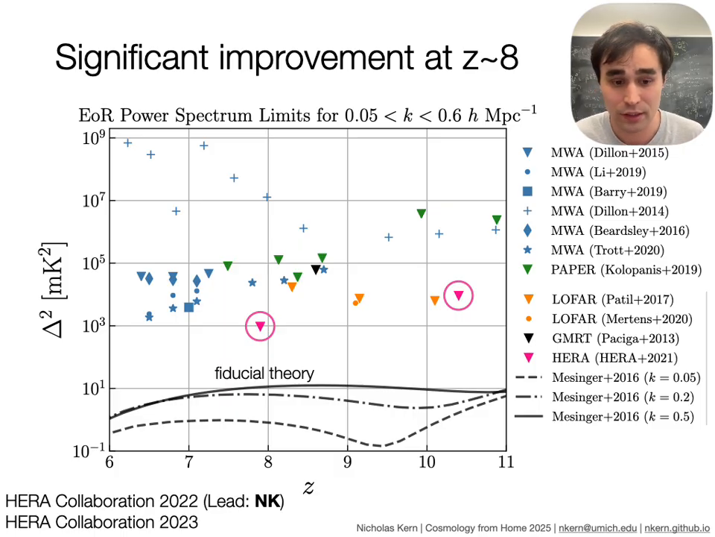So a year later, we went back with a little bit more data, and we were able to improve these constraints by about a factor of 2. And to date, those limits are still the most sensitive constraints on the EoR power spectrum. But you can see we're still about an order or 2 of magnitude away from these fiducial theories. And so the question is, what's going to get us there?